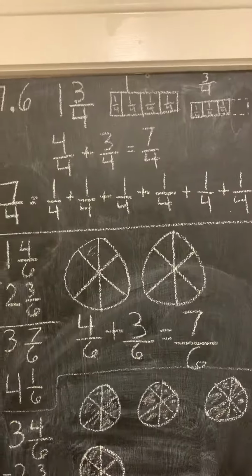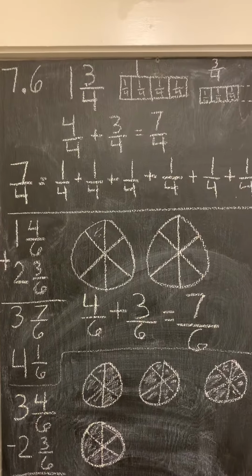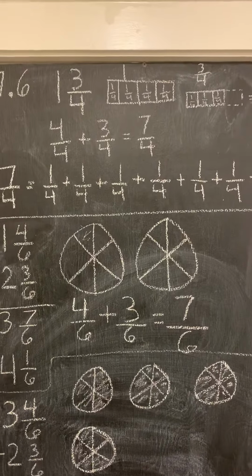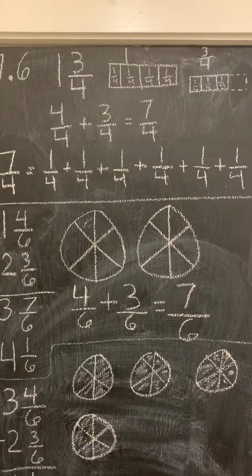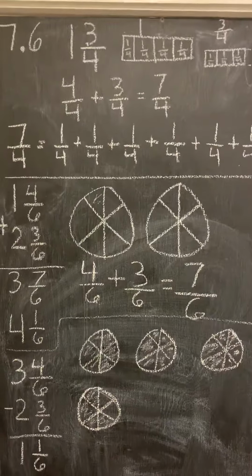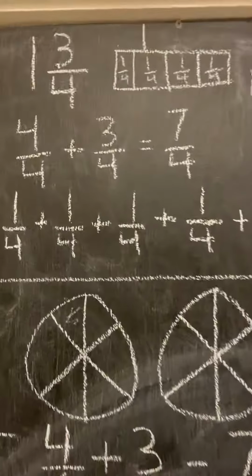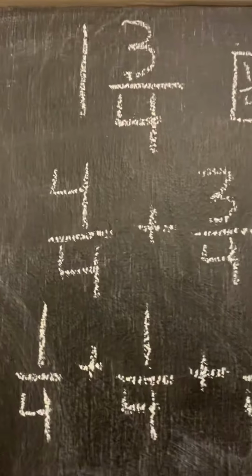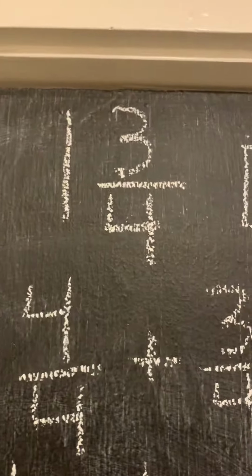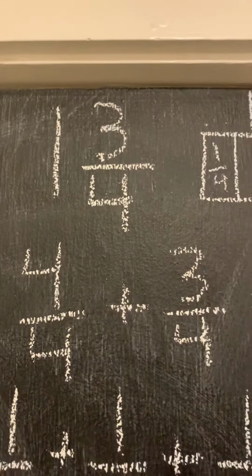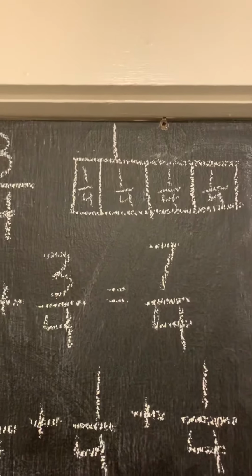Last time we'll review 7.6, but let's just take one quick peek at it. You'll notice the book does a lot of models, and these models can be very helpful. For some, they can make it a little bit more complicated, but the models are helpful if we give them a little bit of attention. So let's look at 1 3/4. 1 whole and 3/4. And let's look at how the book asks you to model this.